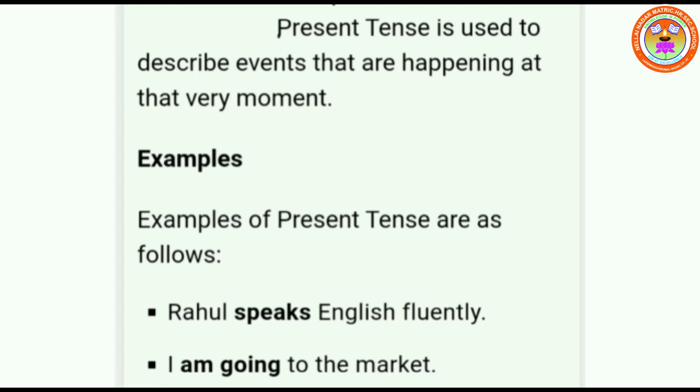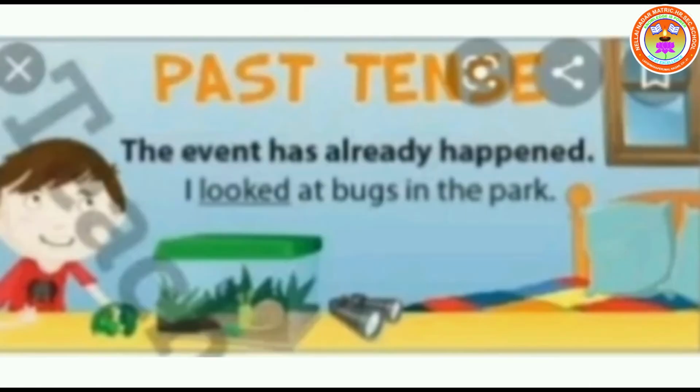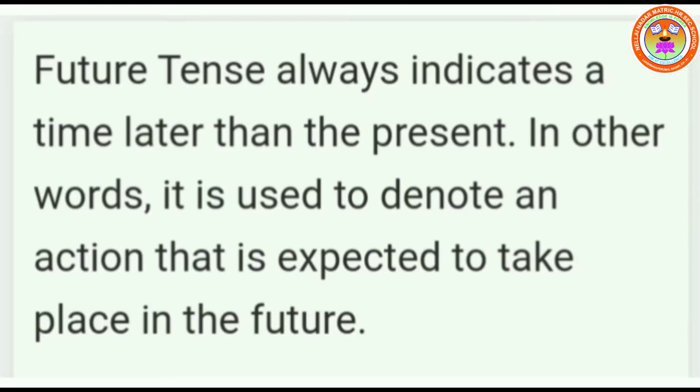Present tense is used to describe events that are happening at that very moment. Examples: Rahul speaks English fluently. I am going to the market. Past tense indicates an action that had already happened. For example, I looked at bugs in the park.